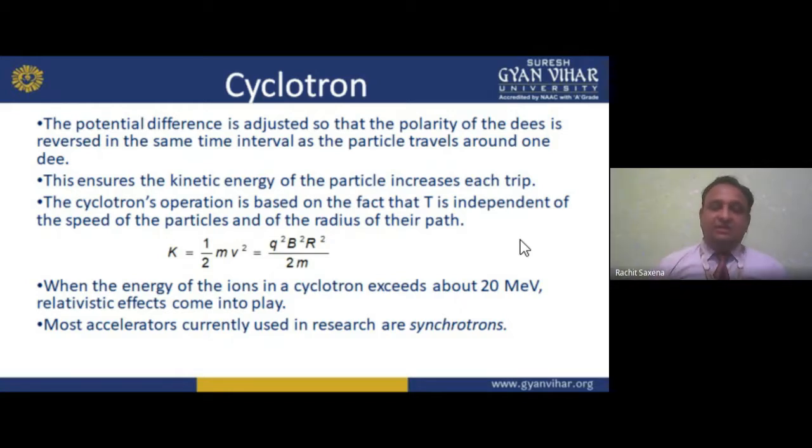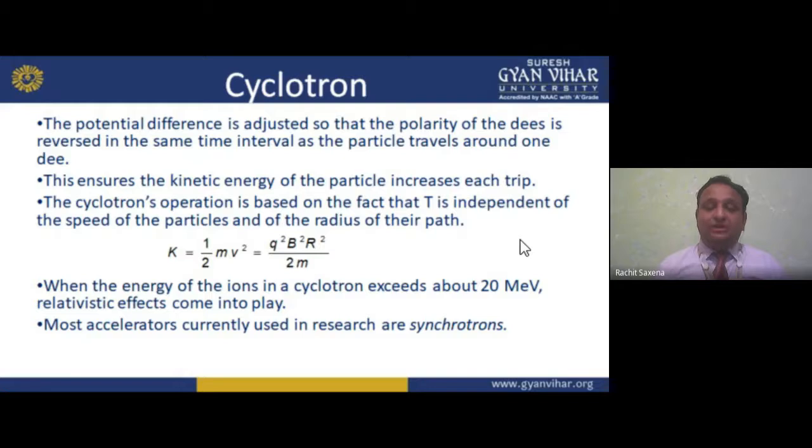We can see the cyclotron's operation is based on the fact that T is independent of the speed of the particles and of the radius of their path. So we can write K equals 1 upon 2 mv square, my dear student. That is the kinetic energy. Simply, m is mass and v is the velocity. We can write K equals half of mv square.